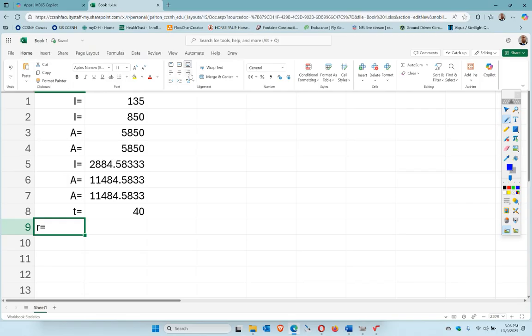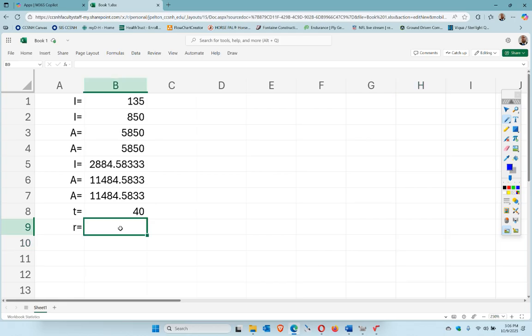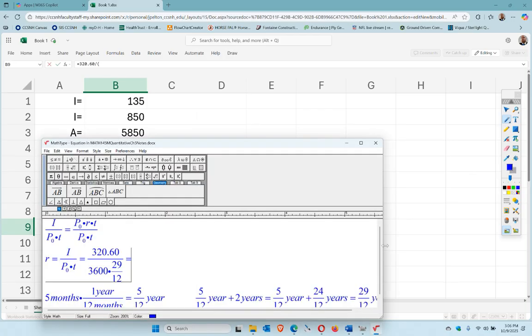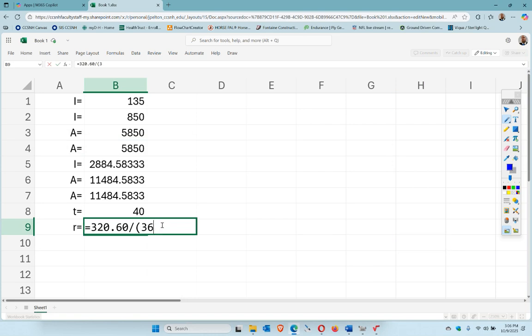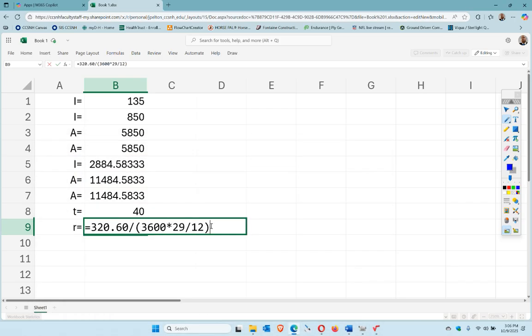So we're going to do R equals. Shift that to the right. So it's equals 320.60 divided by parentheses for the whole bottom, and that's very important. So 3,600 times the other fraction, which is 29 divided by 12. Because you're dividing by the entire bottom, you have to have those parentheses, so the spreadsheet knows to divide by the whole thing, not just the 3,600. Okay, so I'm going to hit enter.